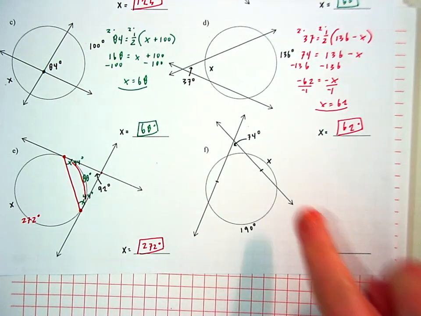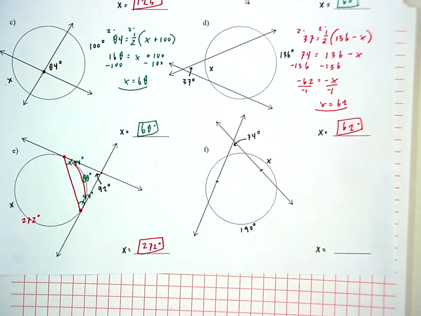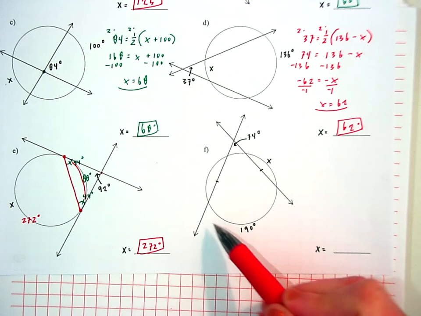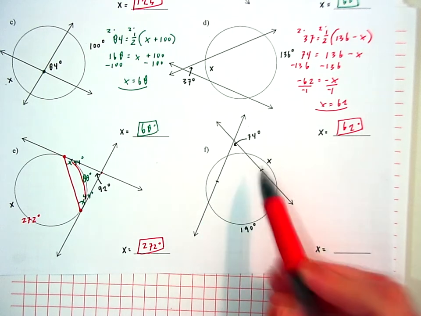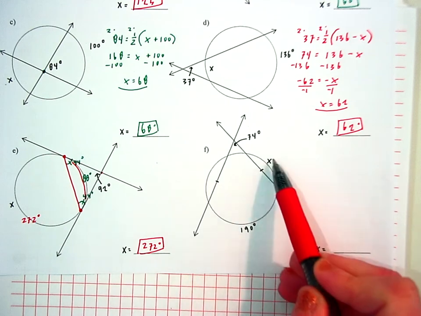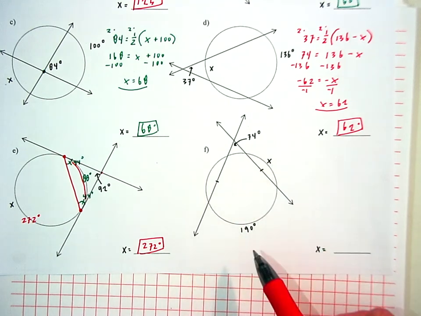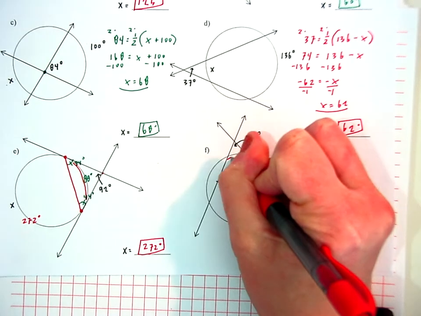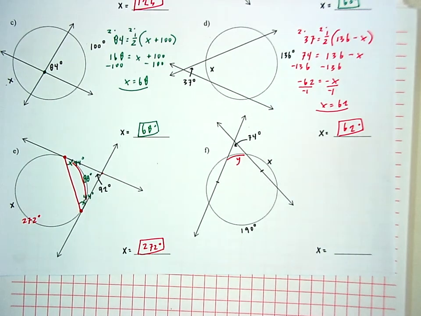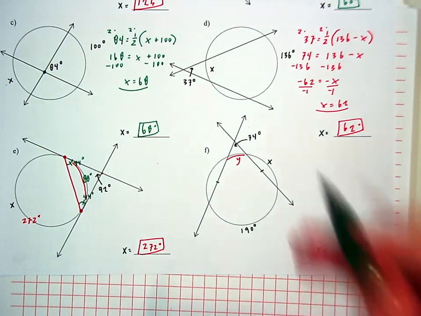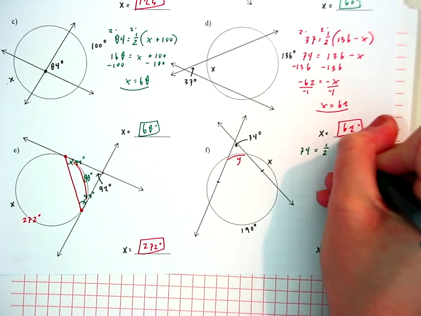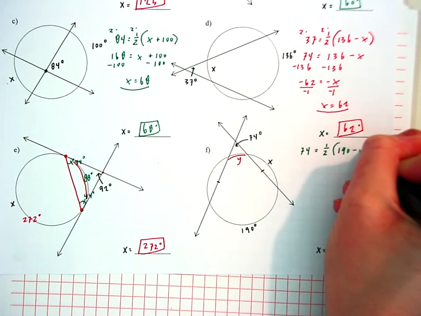Okay, one last variation. So here I'm asked to solve for x. Okay, and when I look at my picture, I can see that the vertex is outside. I have the larger of the two arcs. I don't know the smaller one, but I have an idea of how to get there. Okay, and then ultimately I want this guy right here. So what I'm going to do first is solve for what I can solve for, this part. I'm just going to call it y for a moment. So if I call that y for a moment, let's solve for y. So I know that the angle 74 is going to be equal to 1/2 the difference between 190 and y.